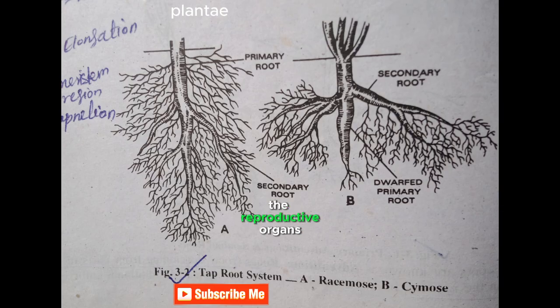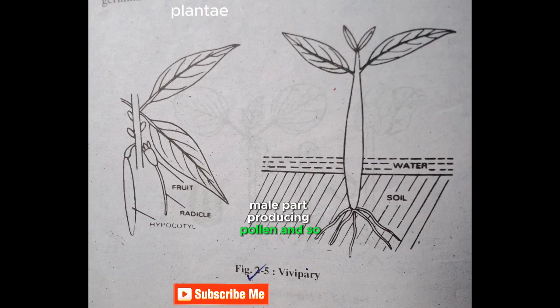Flowers, the reproductive organs. Flowers are not just beautiful. They are nature's reproduction centers. Each flower typically has 4 main whorls. Sepals, petals, attractive for pollinators, and the male part producing pollen, and so on.